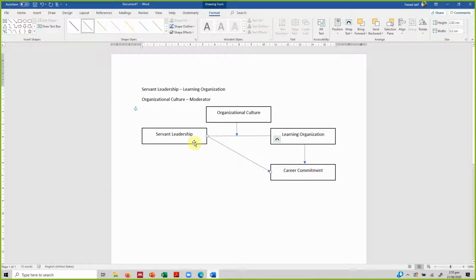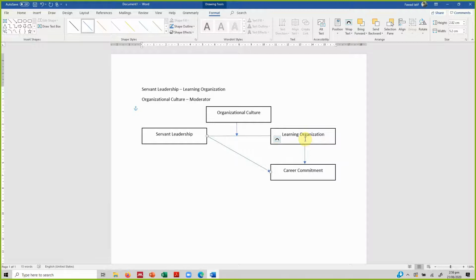So an improved level of servant leadership in any organization would lead to organizational learning or learning organization. Obviously the two concepts do have their differences, but a number of scholars have said that both mean the same thing. And if there is a learning organization, obviously this will improve my commitment or career related commitment to the organization. And organizational culture could moderate the relationship between servant leadership and learning organization. Now what I've done is I've just used two existing studies to build onto and develop my own model.